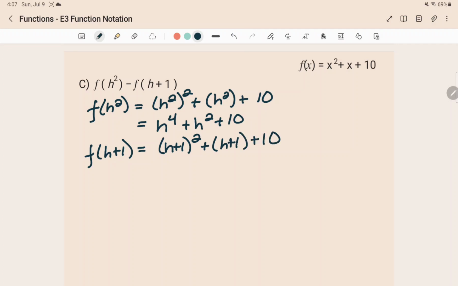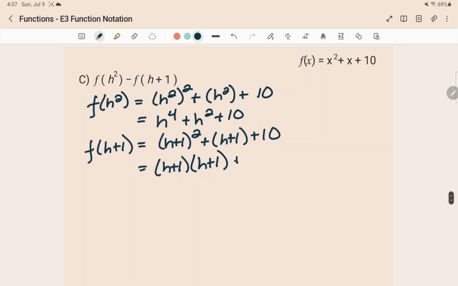And we simplify. Remember from before, h plus 1 quantity squared means h plus 1 times h plus 1, plus 10. When we distribute, we'll get h squared, 2 h's, and a 1, and I'll write the rest. And we combine like terms.